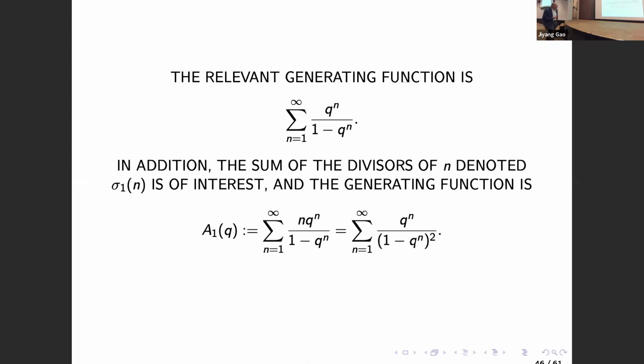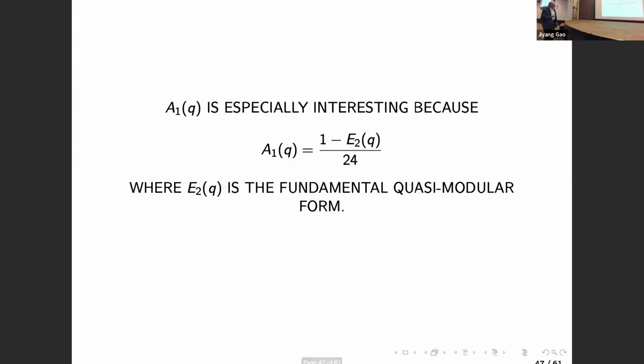The relevant generating function for the number of divisors again is clearly this series. You can easily see that by expanding the denominator in this sum into the series. In addition, the sum of the divisors, denoted by sigma 1 of n, is of interest, and the generating function is, as we see here. A1 of q is especially interesting because it's equal to this form for E2, where E2 is, I would say, the fundamental quasi-modular form.